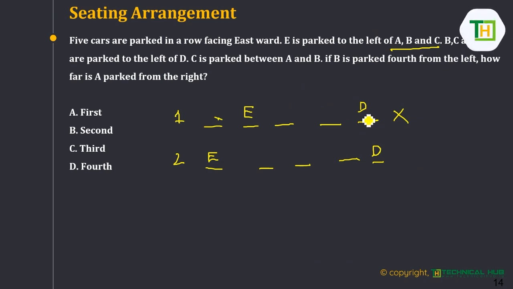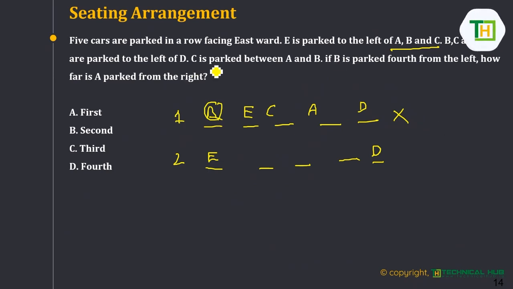Suppose D is taken in this place, and B, C, A are taken here. The first statement says E is parked to the left of ABC, but B's place is here, which means condition 1 is false. Okay, clear everyone?